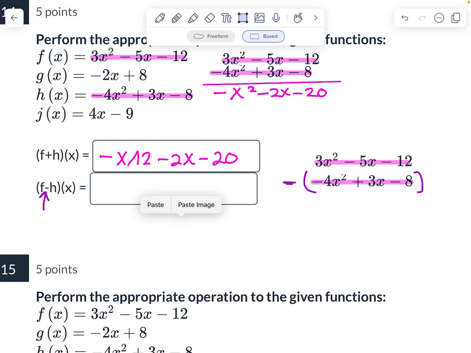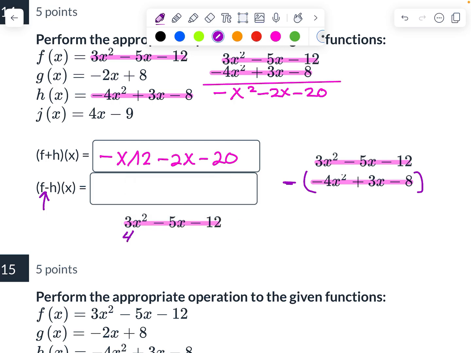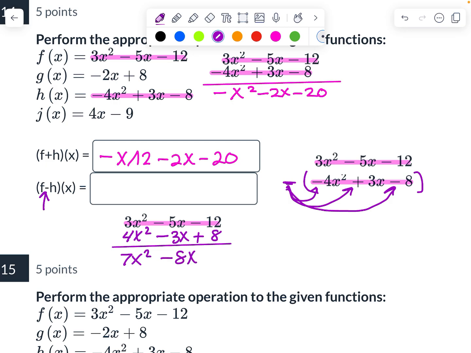All right, so what we really have is we have f, which this is f. And what we really have is a 4x squared and a negative 3x, because I want the opposite of this and the opposite of this and the opposite of this, plus 8. Now we put our equals bar, and now we have 7x squared minus 8x minus 4.